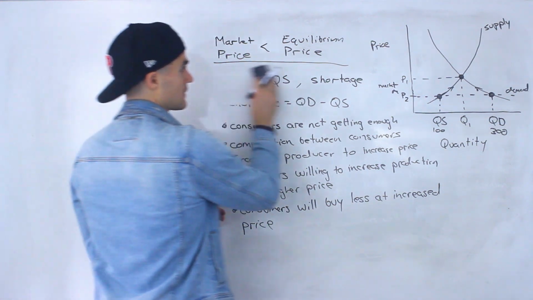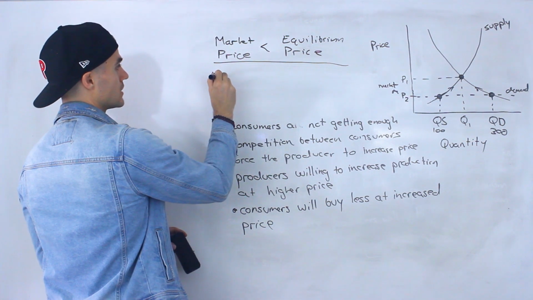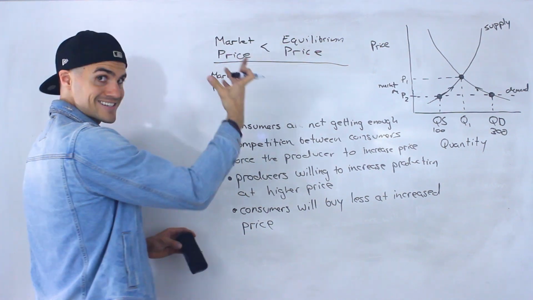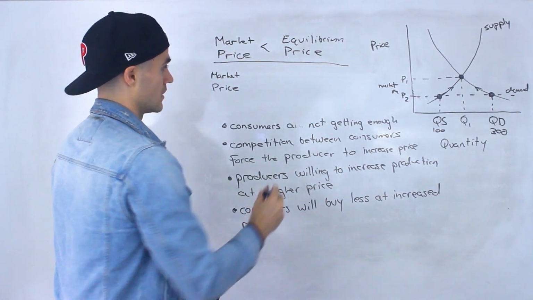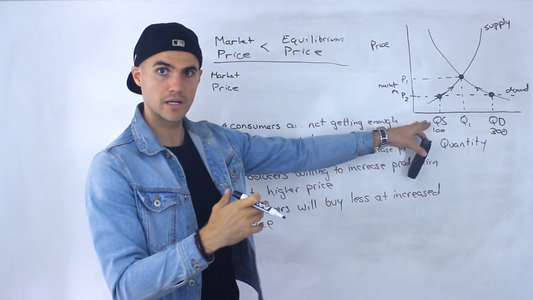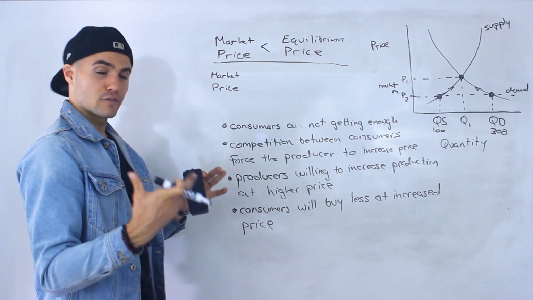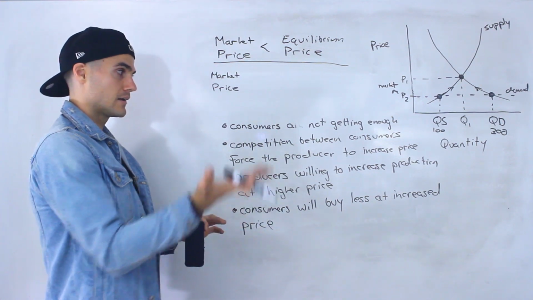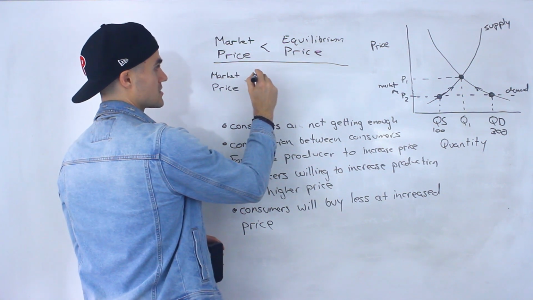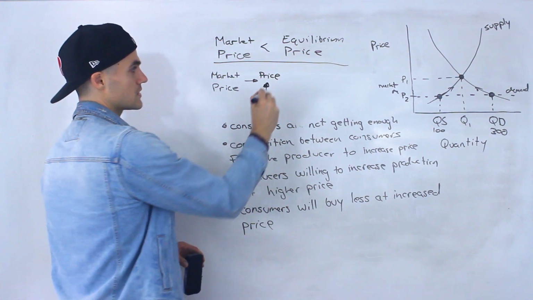Okay, so more specifically, if we show this through a flow diagram, what happens? So we're at a market price. Remember, we're in the case where that market price is going to be less than the equilibrium price. So consumers are not getting enough, so the competition between consumers for that limited supply that the producers are making is going to force the producer to see that and increase the price. They're trying to maximize the profit. So the first thing that's going to happen is the producer is going to increase the price. So there's going to be a price increase.